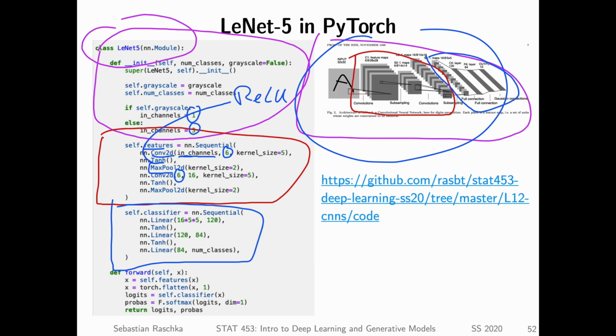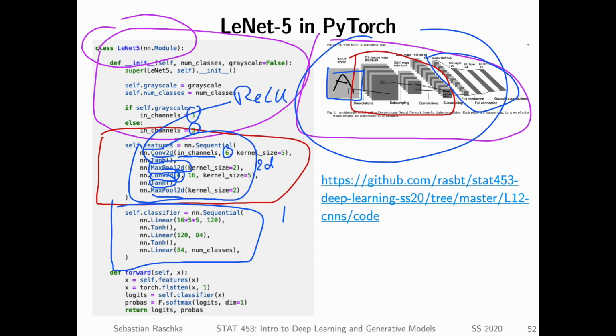And then it's followed by a max pooling layer. After the max pooling, there's another convolution layer, another nonlinear activation function, and another max pooling layer. The 2D comes from the fact that we work with 2D images, right? Because you could technically also apply a convolutional network to a 1D input, for example, sequence data, if you have a time series.